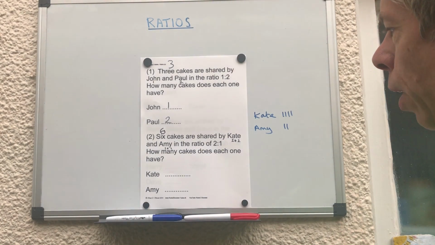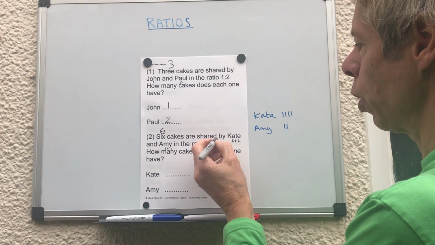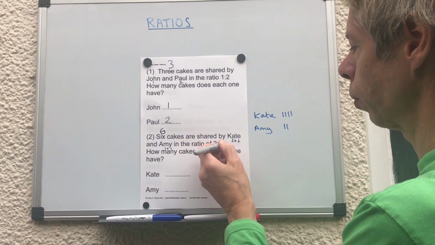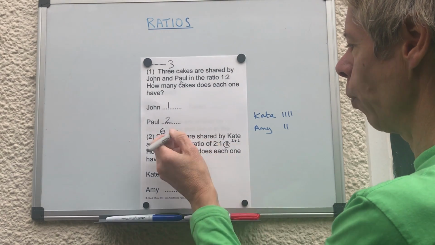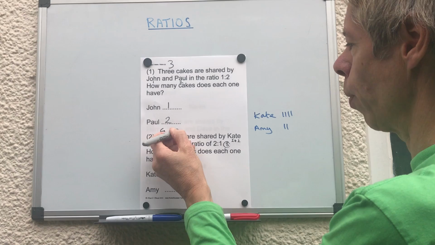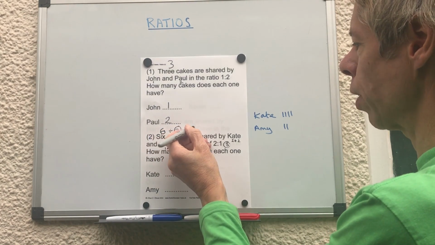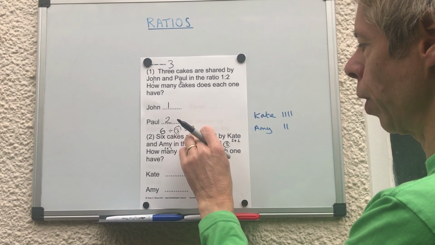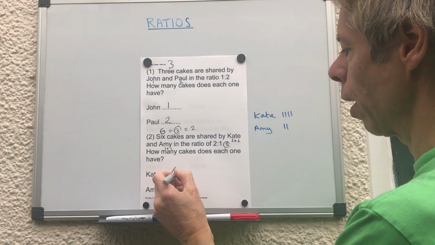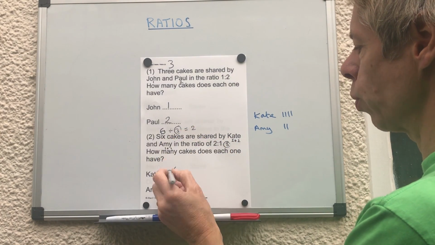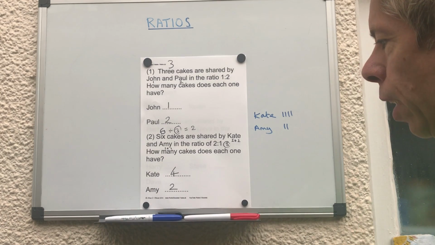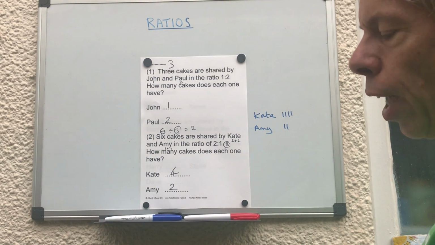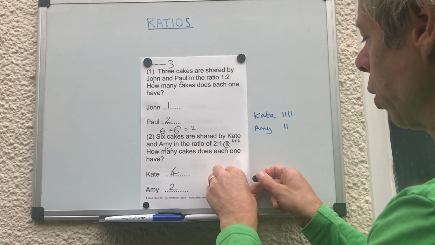So the method I'm going to show you is what you do. You add the ratio up. So 2 plus 1 is 3. Then we do the total divided by that ratio total to give us 2. And now each individual number in the ratio is multiplied by 2. So 2 times 2 is 4. 2 times 1 is 2. So Kate has 4, Amy has 2. Okay, great. So let's go on to another question.